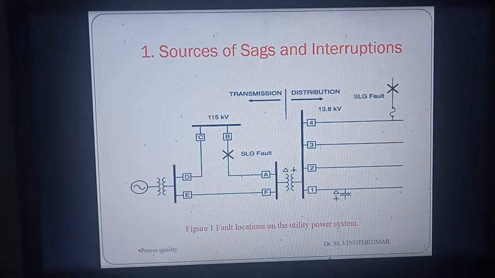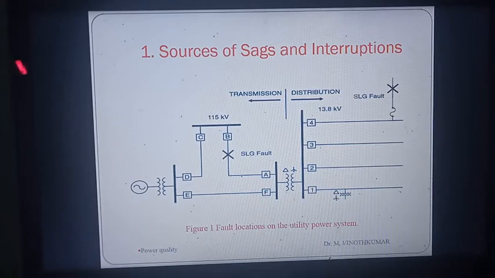There are majorly two things. One is a fault occurring on the system. Occurring on the system means it may occur on the power lines or the equipment and load sectors. And when we switch on larger loads such as induction motors and so on, these are the very major causes for voltage sags. Okay, let us discuss a one line diagram.